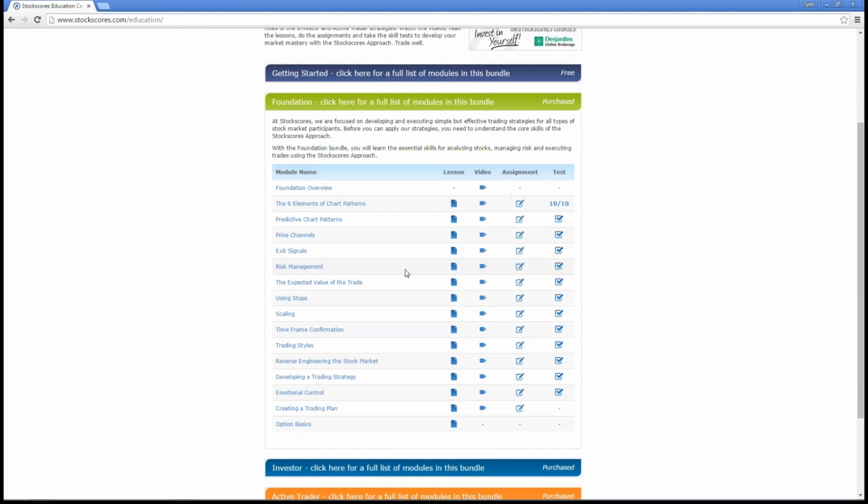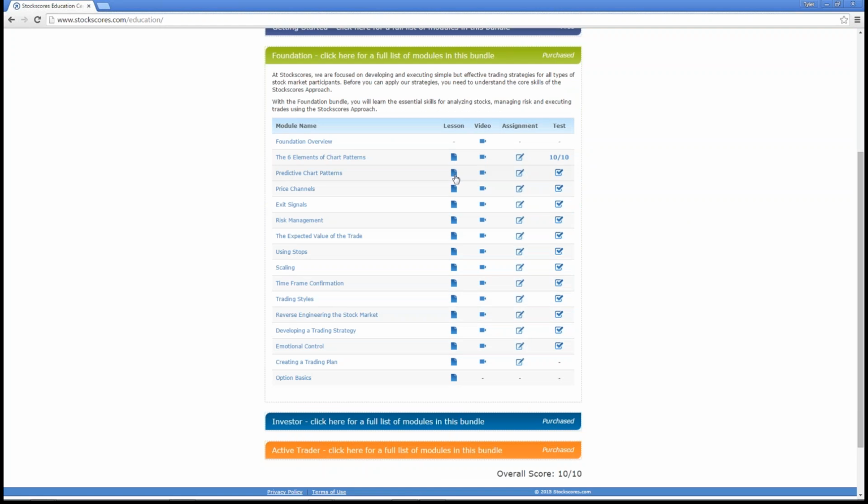So you can see that there are modules on reading chart patterns, price channels, exit signals, how to do risk management, what this concept of the expected value of the trade is, how to use stops, time. I mean, there are all kinds of them here. All of these lessons give you the foundation to understand my strategies.